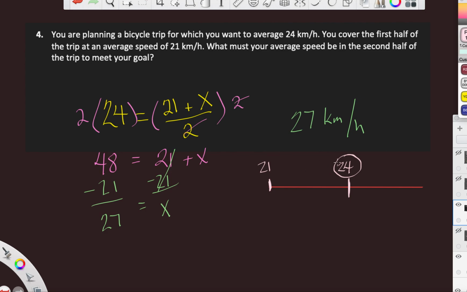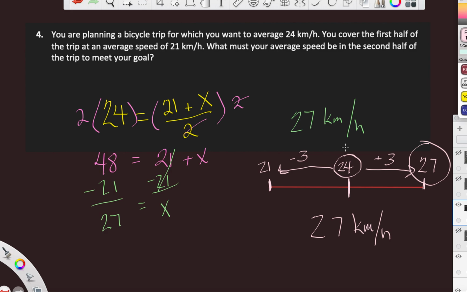Well, how far away is that? How far below 24 is that? Well, it's down 3, right? Well, for the second half, if I average plus 3, that makes up the difference, right? So if I added 3 to 24, I'd get 27. So there's logic. If you wanted to draw something like this, that's totally fine. And you still get the same answer. And you could still write 27 kilometers an hour. Good?